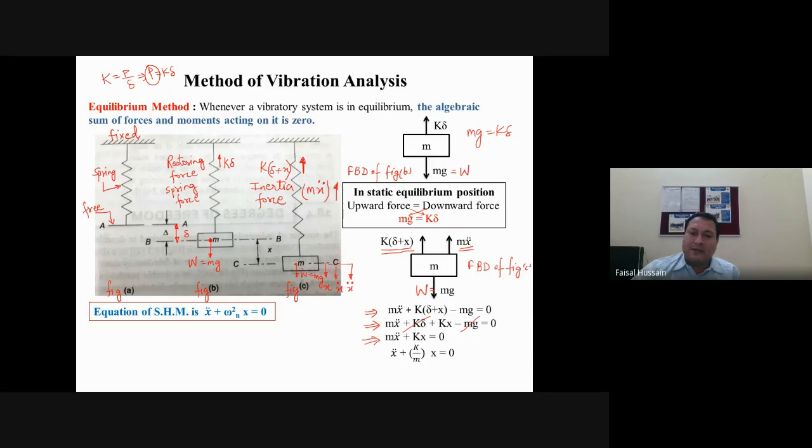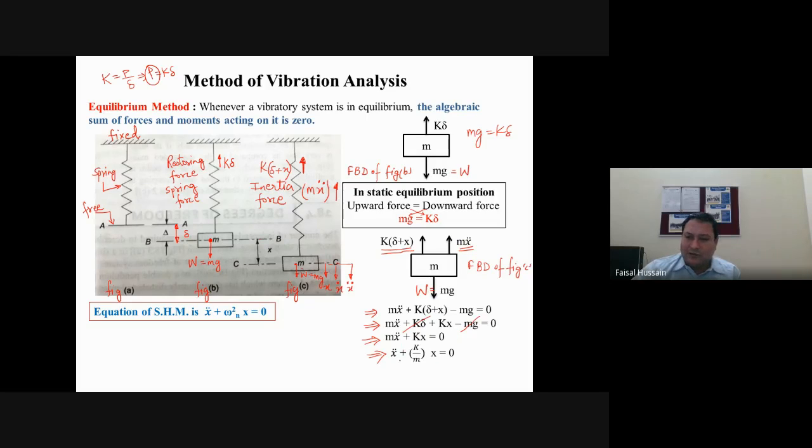If I take m as common, then it will be x double dot plus k by m into x equal to 0. So after taking m as common and substituting, we get this final equation: x double dot plus k by m into x equal to 0, and 0 by m is by default 0.